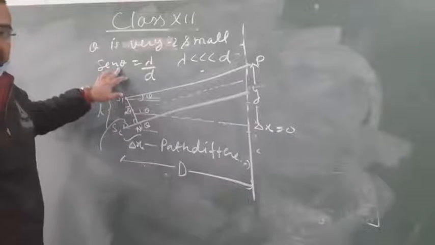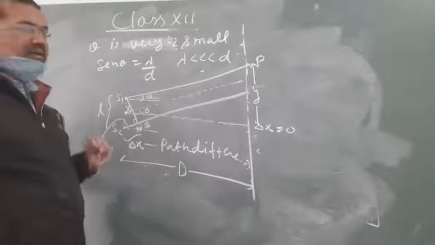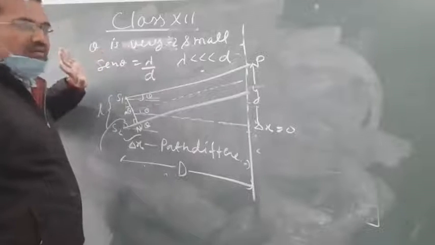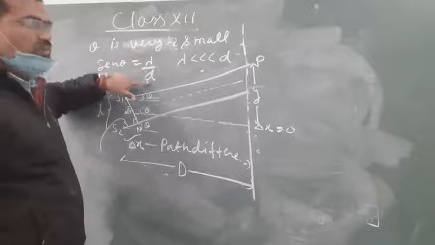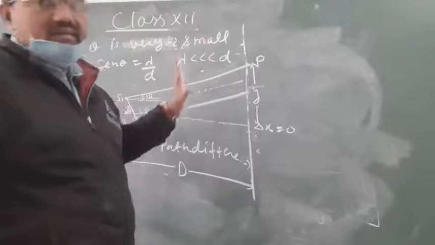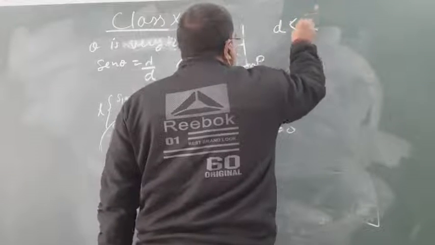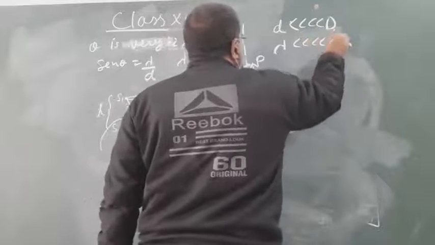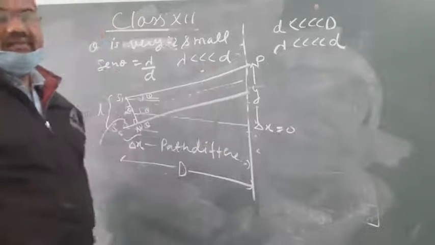This is the formula which was already discussed. Sin theta equal to lambda by d. As theta is very small, sin theta will also be very small. It means lambda will be very small as compared to small d, because d is fixed. So lambda is very small with respect to d. So the first condition is small d is much lesser than capital D, and the second condition is lambda is much lesser than small d. This is the second assumption.